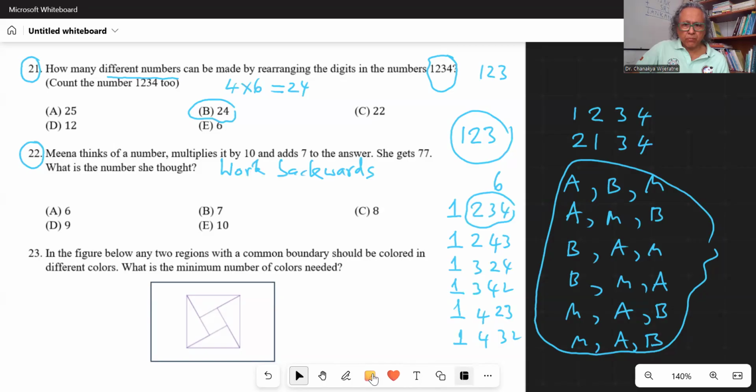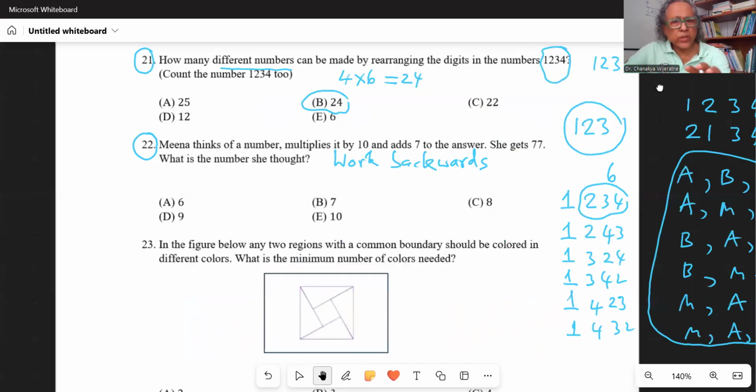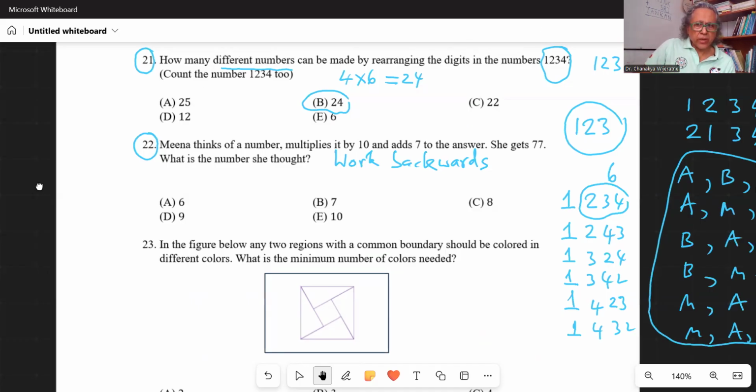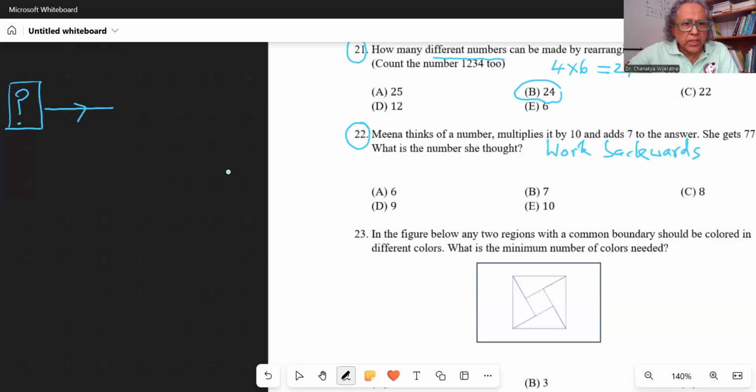So here, we start with what she got, the 77, and she got that by adding 7 to the previous result. So we subtract 7 from 77, right? So let's draw a diagram here so that we can see what's going on, right? So let me get some space here. Now she thought of a number we don't know, with the question mark, right? So let's put that question mark in a box, and then what she does is multiply this by 10.